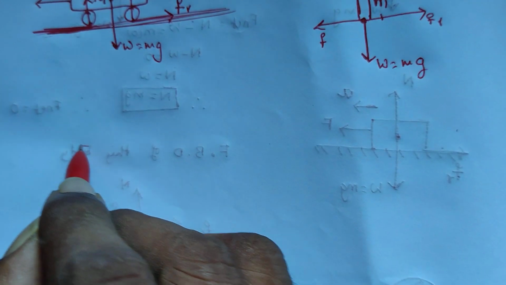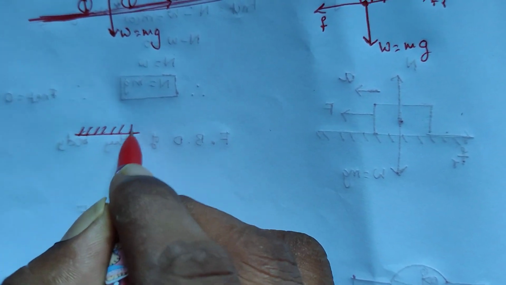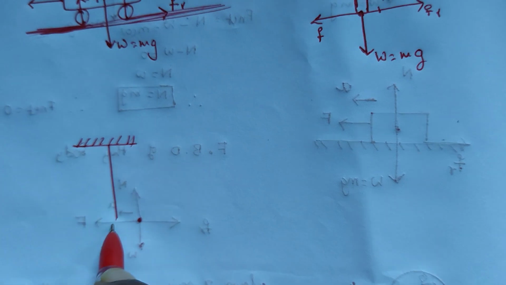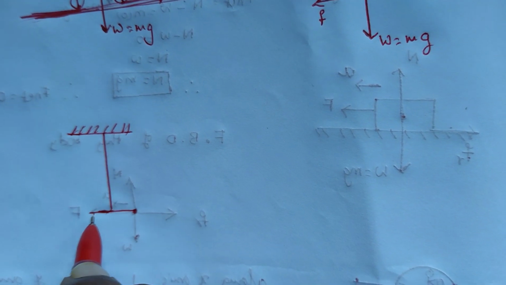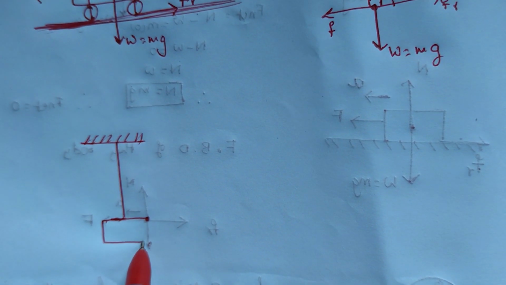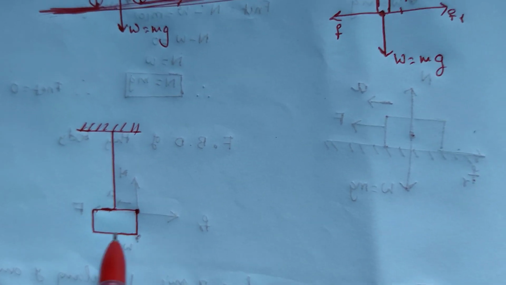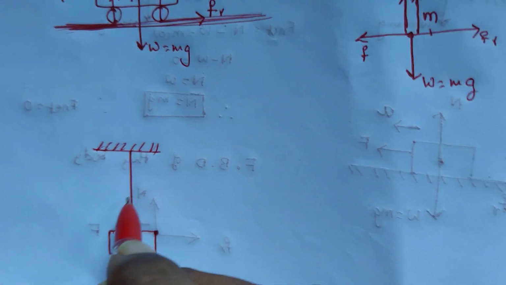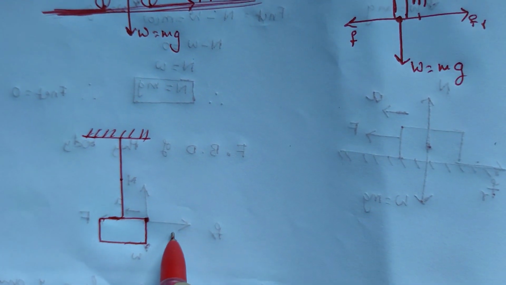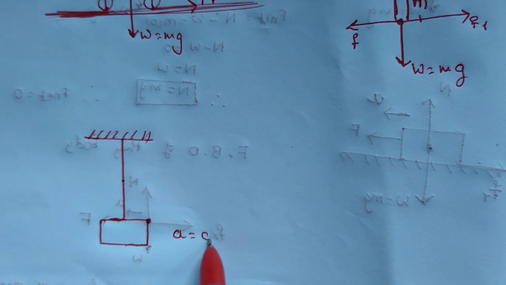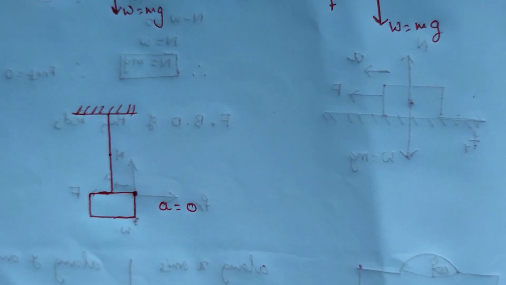Here example. One body hanged from rigid support with the help of string. Okay, here just identify here body is at rest. At rest means acceleration of the system how much? 0. Acceleration of the system equal to 0.